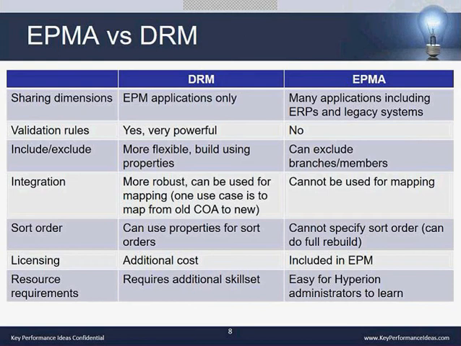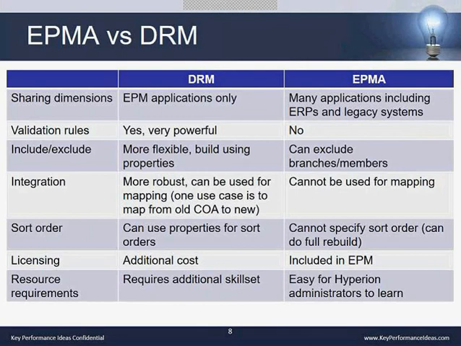It can be used for mapping also, which is a really good use case of DRM. For example, if you are transitioning from an old chart of accounts to a new chart of accounts, that is a great use of DRM. But with EPMA, you don't have any of those kind of mapping capabilities.